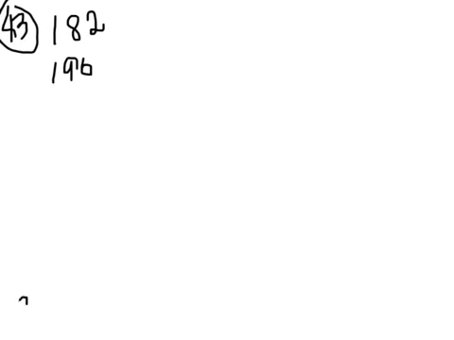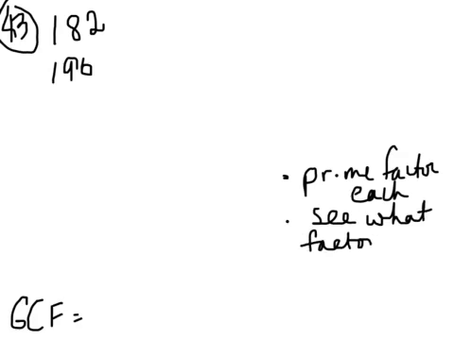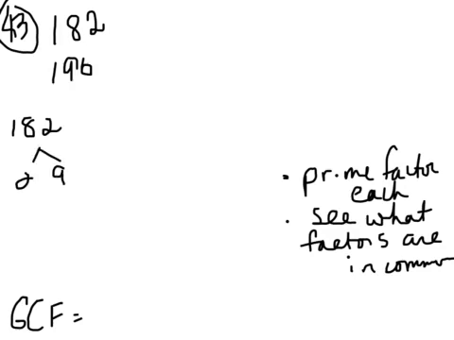So we want our GCF. So remember, our steps here are we're going to prime factor each, and then we're going to see what they have in common. The factors they have in common are the GCF, greatest common factor. What factors are in common? Okay, so I'm going to make a factor tree because I have no clue. I know 2 goes in there, so that's good. I can break that down really quick into 91.